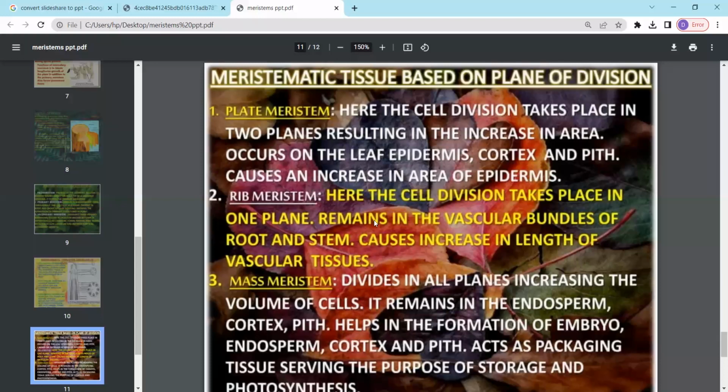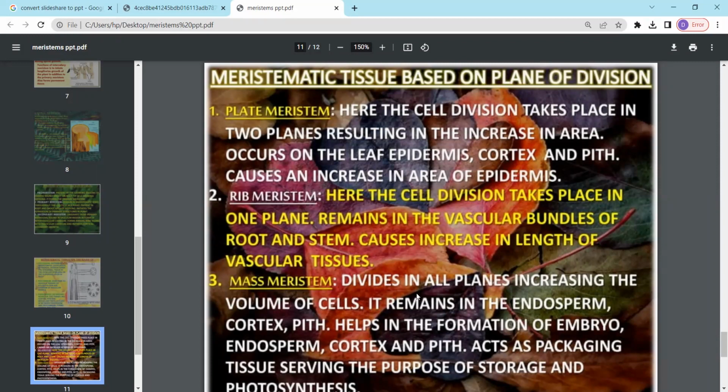Whereas in rib meristem, the cell division takes place in one plane only, and it remains in the vascular bundles. Generally they are in the vascular bundles of root and stem and cause an increase in the length of the vascular tissue.